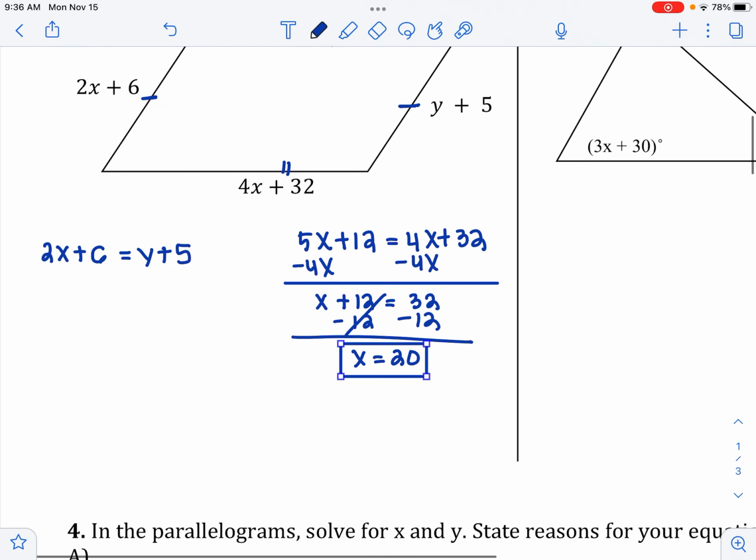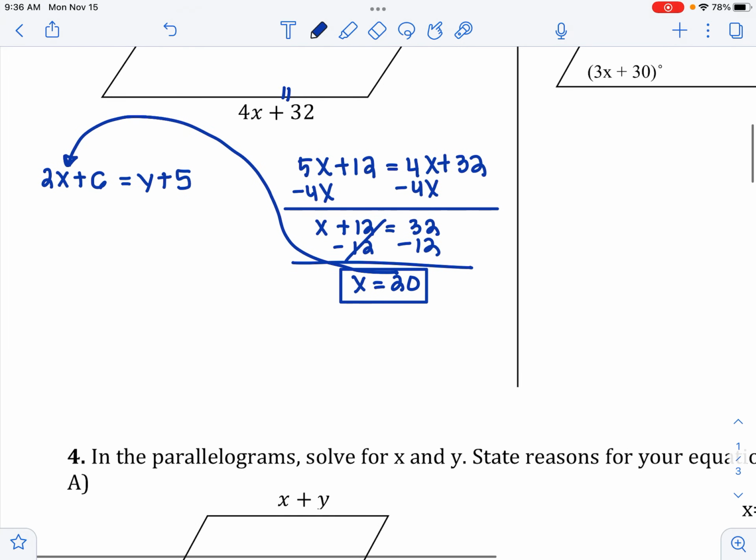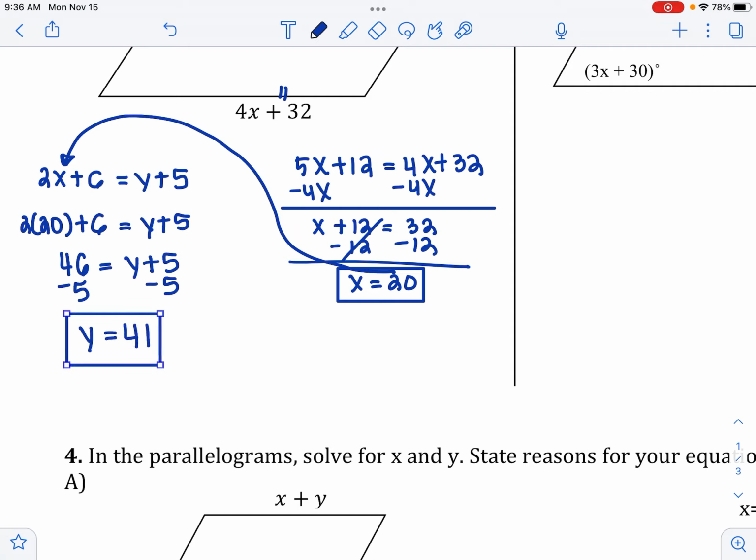All right, now I need to solve for y. And as you can see, I know that x is no longer a mystery. X is 20, so I can plug it in here. So I'm going to do 2 times 20 plus 6 is equal to y plus 5. So that's 46 is equal to y plus 5. Subtract 5 from both sides, and I have y is equal to 41. So we have x is 20 and y is 41. So sometimes you have to solve for one variable before you can solve for another.